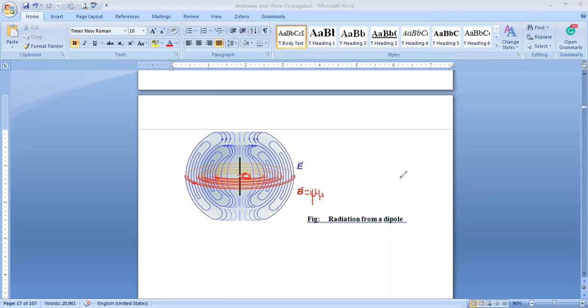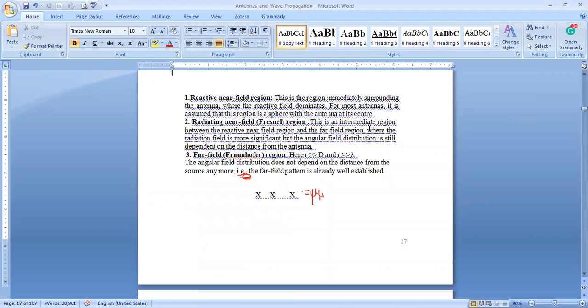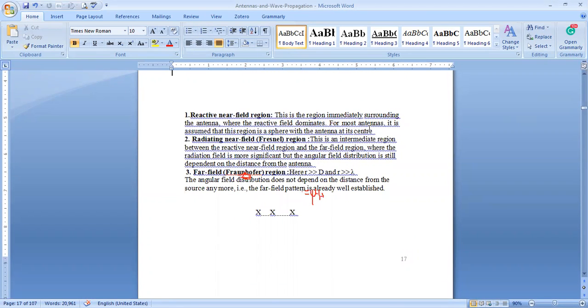Already we saw this in yesterday's video. These are the fields, near field. Near field means very near. The best example is our induction stove.